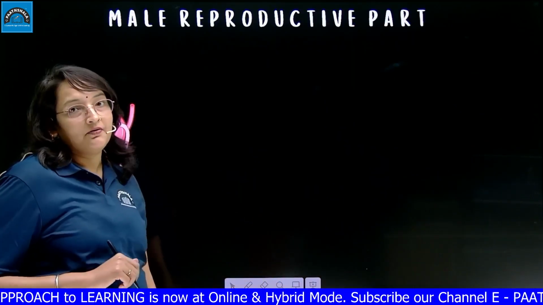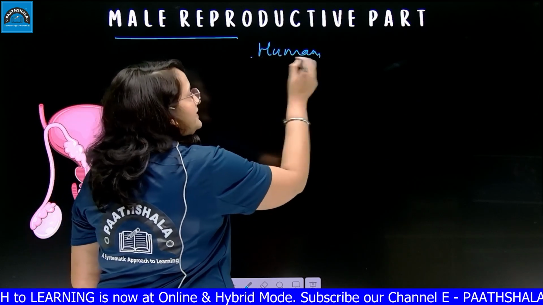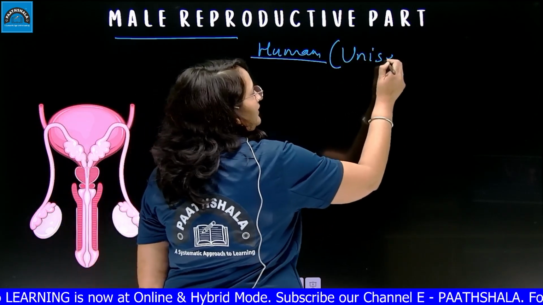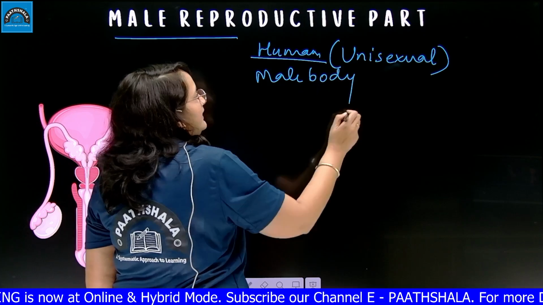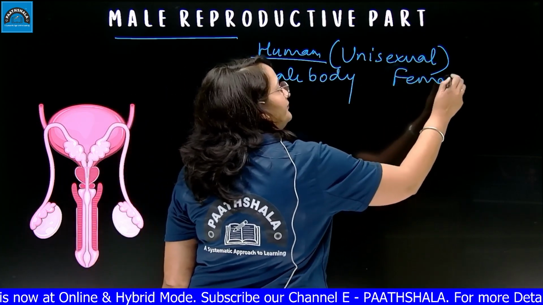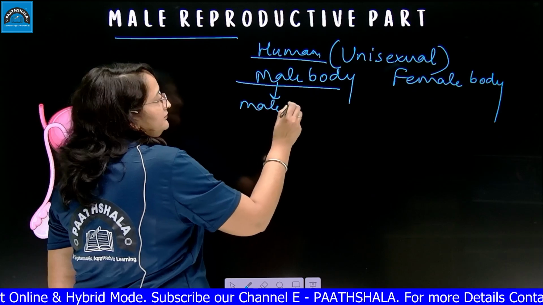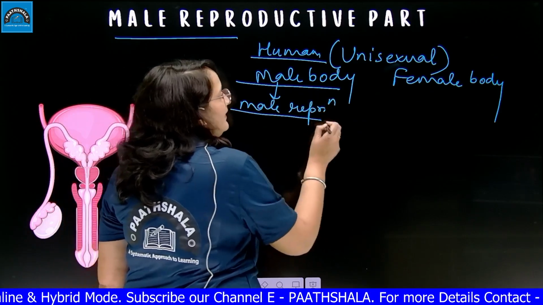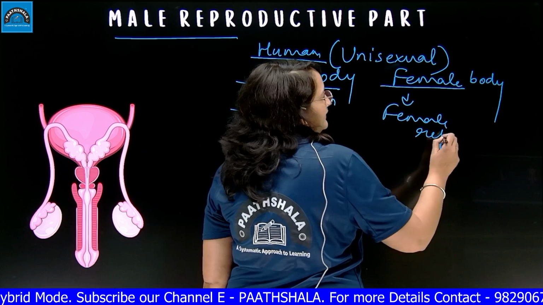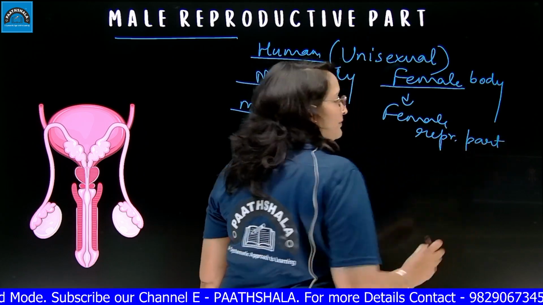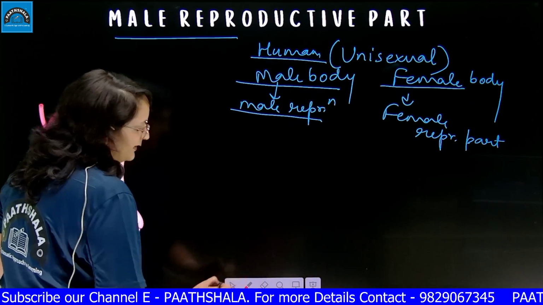When we are talking about sexual reproduction in human beings, what are humans? We are unisexual. Unisexual means the male body and the female body have different structures. The male body has the male reproductive part and the female body has the female reproductive part, right? So human beings are unisexual. Now, let's start with the male reproductive part first.